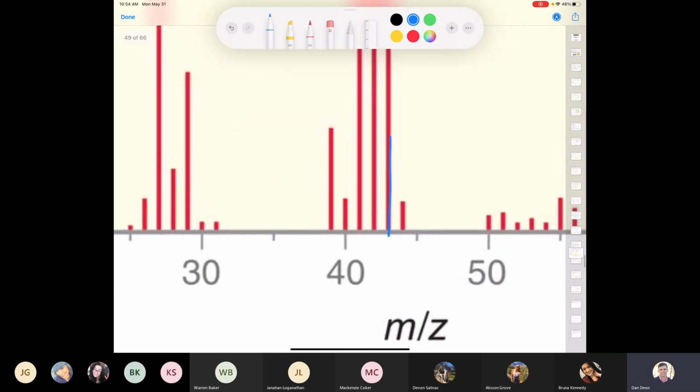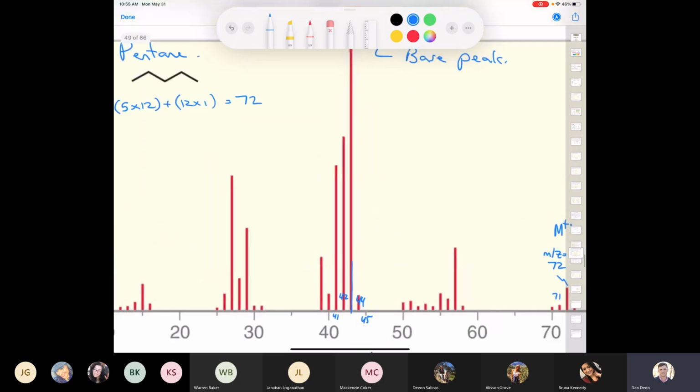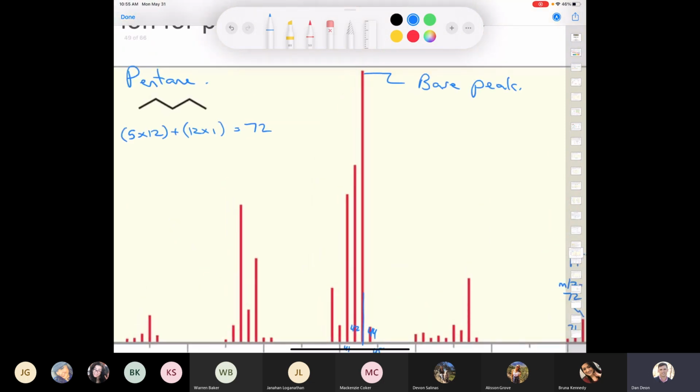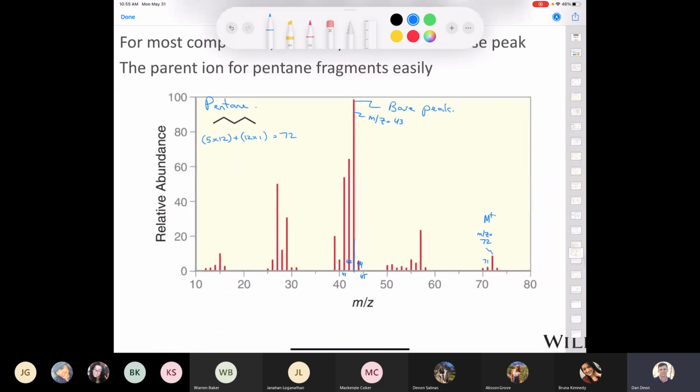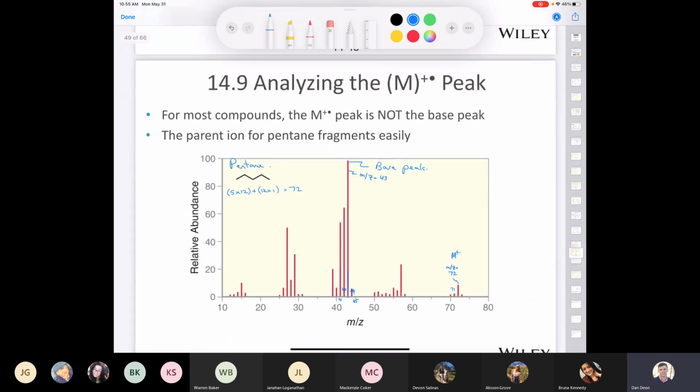Yeah, it's 43, exactly. So it goes 40, 41, 42, and then this is 44, and this is 45. So it's actually 43. This is a mass over charge equal to 43. I like that. All right, there you go.